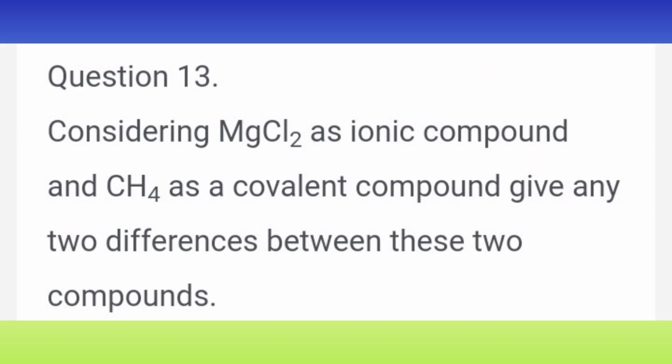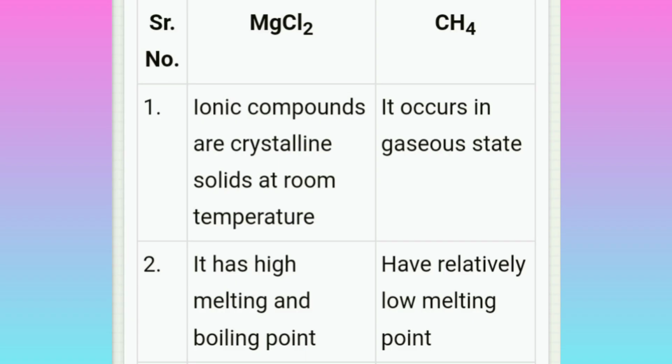13th question, considering MgCl2 as ionic compound and CH4 as covalent compound, give any two differences between these two compounds. Answer, MgCl2, CH4. First point, ionic compounds are crystalline solids at room temperature. It occurs in gaseous state. Then MgCl2 has high melting and boiling point. Then CH4 has a relatively low melting point.